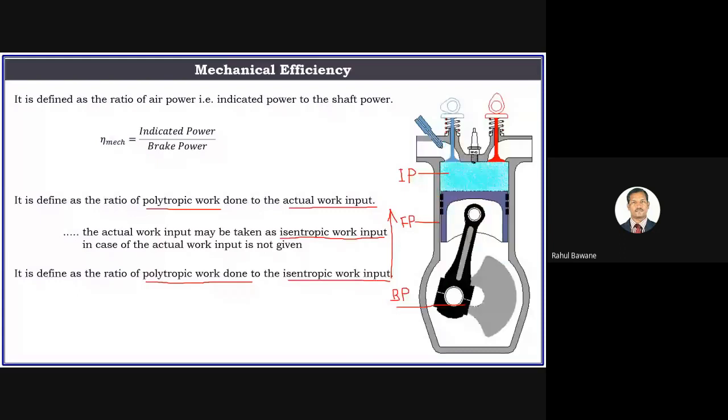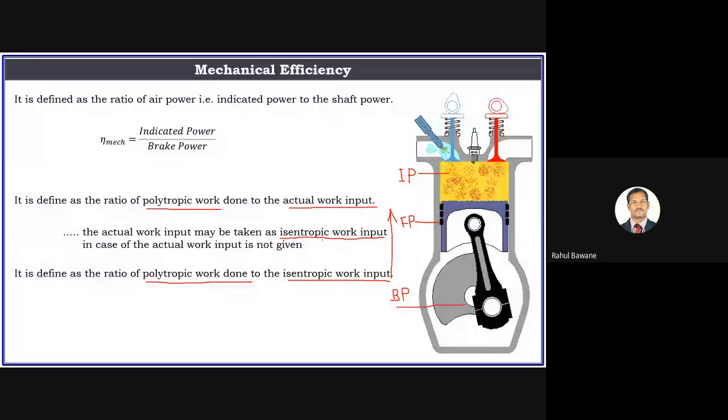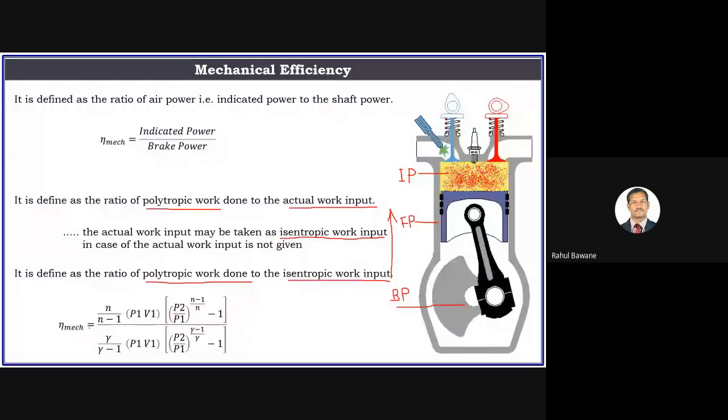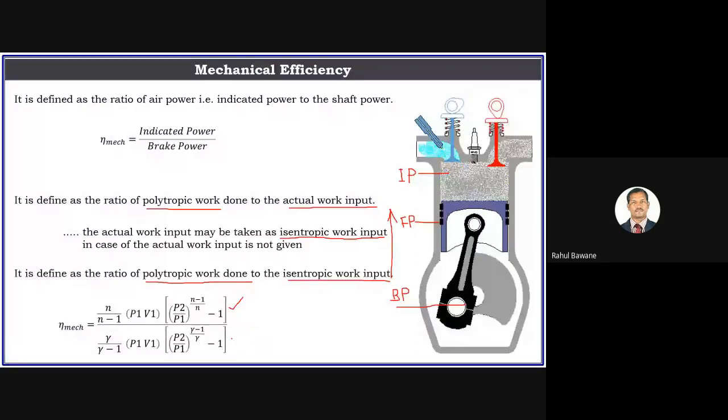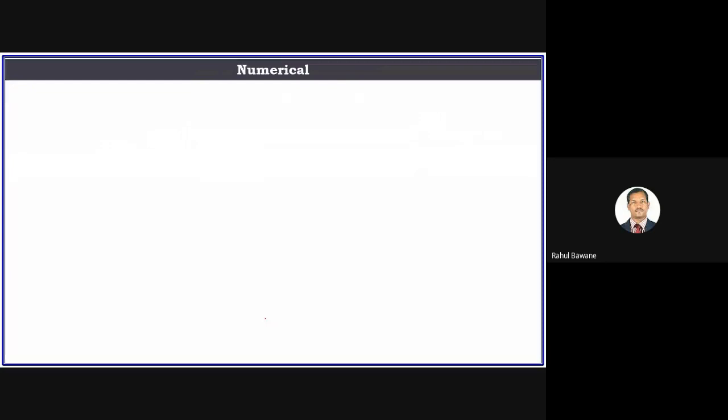If actual work input is given, then there is no need to use the isentropic work done formula. If it is not given, then we assume that the actual work input is equal to the isentropic work done. In that case, our formula of mechanical efficiency will be polytropic work done divided by isentropic work.